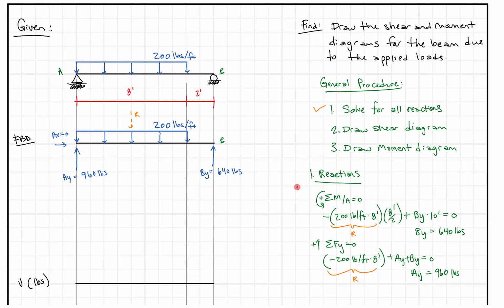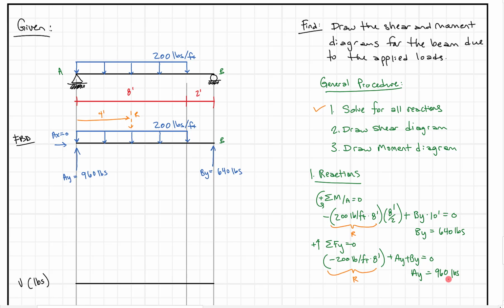All we did here is we took the resultant force, multiplied it by the resultant location, right? So this is 8 over 2, our 4 feet essentially where this resultant acts. And that has to be balanced by a moment caused by By times 10. And we end up with 640 pounds. When we sum the forces in the Y direction, we can solve for AY is 960.